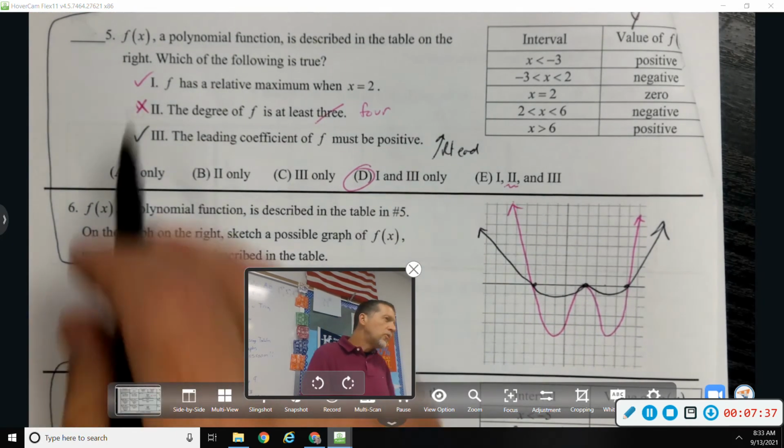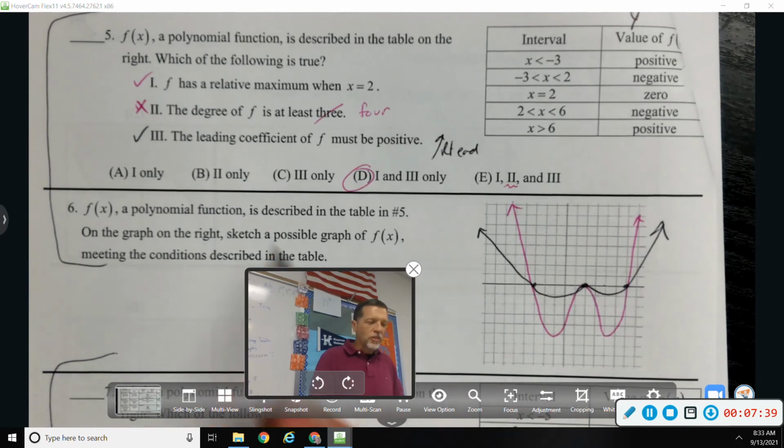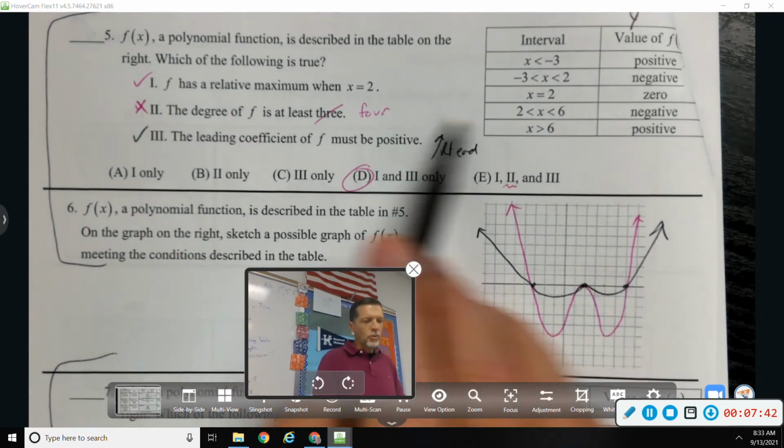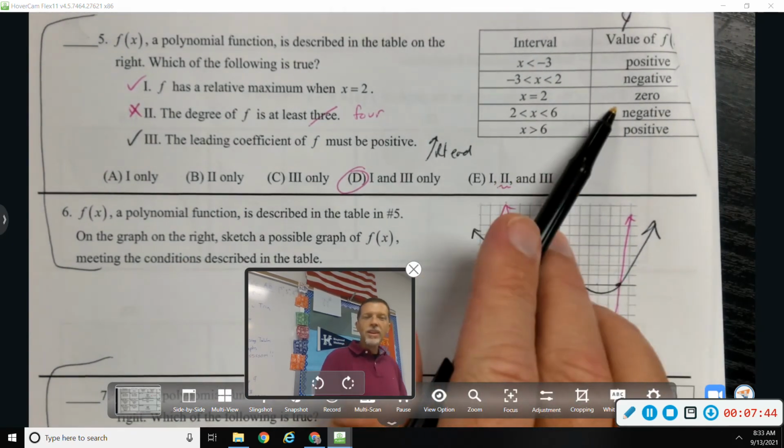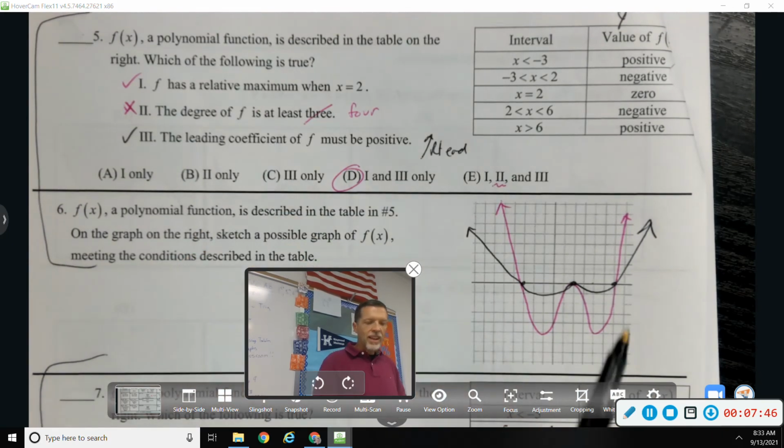All right. Again, when you see those type of questions, do the picture first and then answer the questions. Otherwise, it's really hard to look at this table and make sense of it. It's a lot easier to look at the graph.